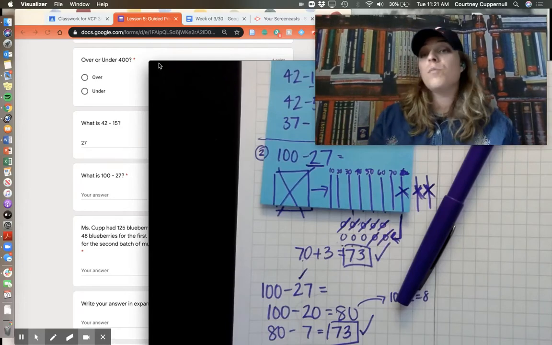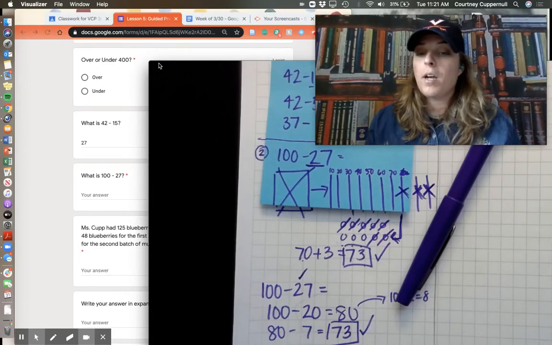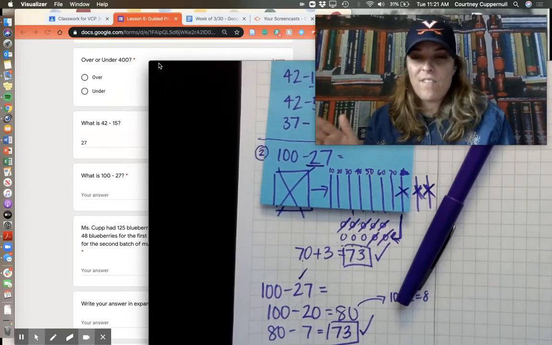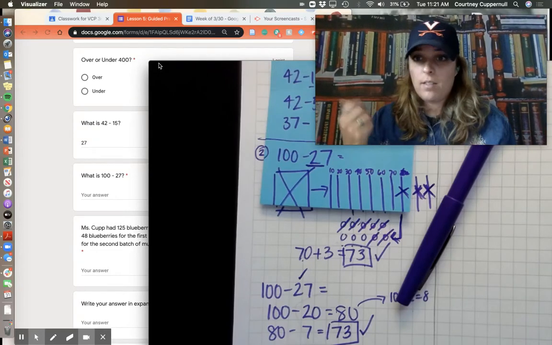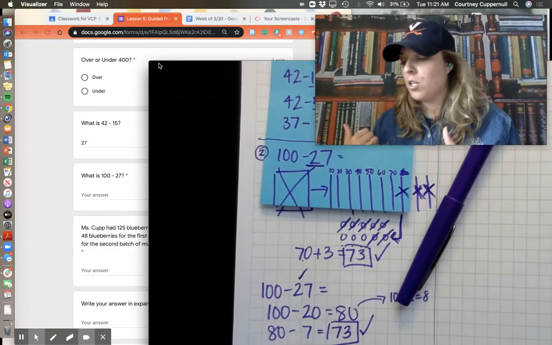So if you're somebody who's maybe counting backwards is a little bit tough, I would recommend just thinking, okay, what plus 7 equals 80? Using our tens knowledge. It's super, super useful to be using that knowledge.